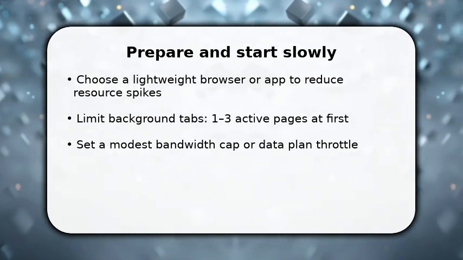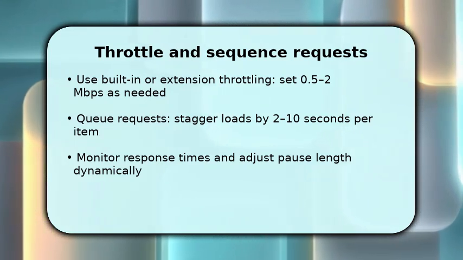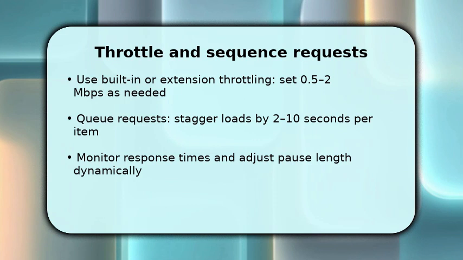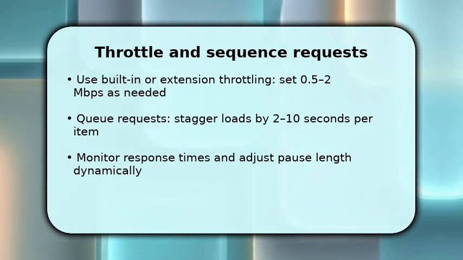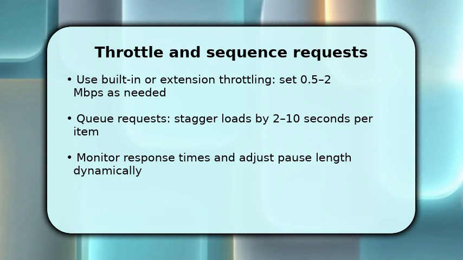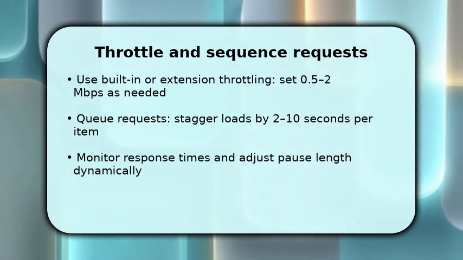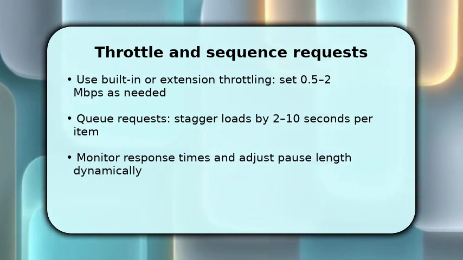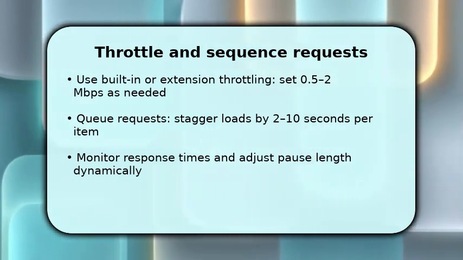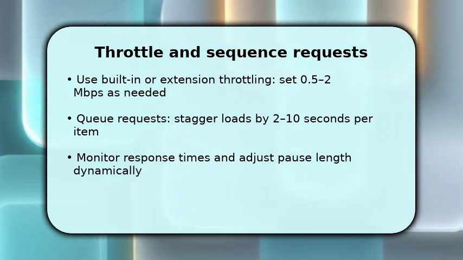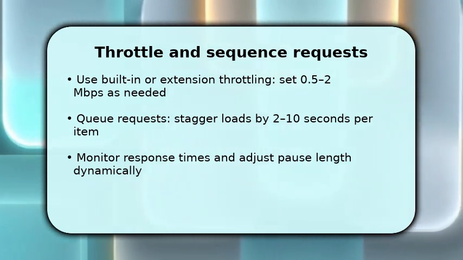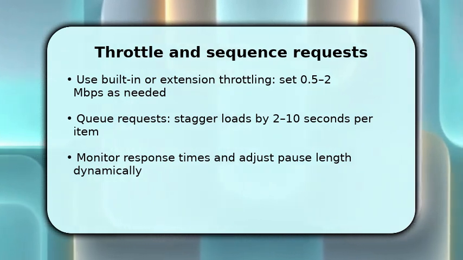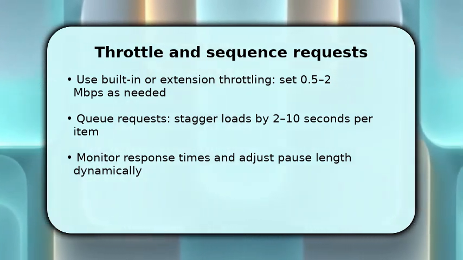first step. Now you shape the traffic pattern, throttle, and sequence. Use an extension or network tool to limit throughput to a controlled rate, for example 0.5 to 2 Mbps, so transfers are deliberate. Then queue requests and stagger them by a few seconds, 2 to 10, so servers and your client recover between operations. As you go, watch response times and increase pauses if errors appear. This adaptive sequencing prevents overload and reveals where slow points lie, which helps you fine-tune the flow.